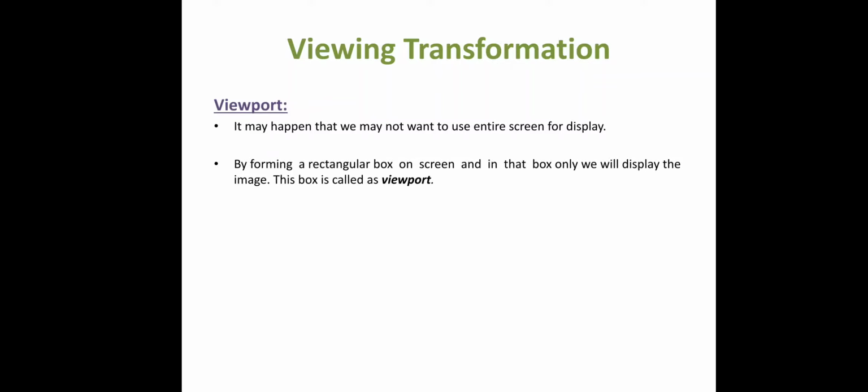So, what can we do? We will form a rectangular box on the screen and only that box will display the image, right. This box is called a viewport. This is my screen. I do not want to display the scene on the whole screen, I only want to display it on some part of the screen. So, this is my screen and this is the rectangular box. With this box I am going to display a particular scene, and this box is called a viewport. This is the concept of a viewport.